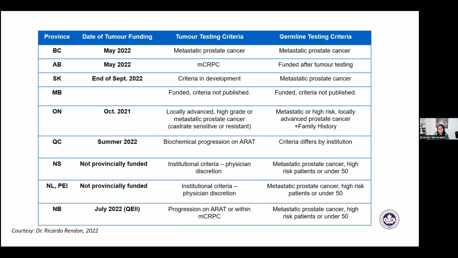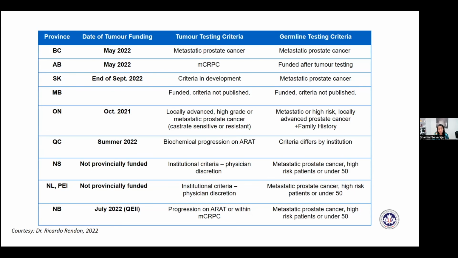And as I mentioned, the criteria for whether a patient is eligible for germline or tumor testing varies across Canada. So in places like Ontario and BC, well, Ontario, it's very broad. As long as you have locally advanced prostate cancer, you're eligible for tumor testing. In BC, it's a bit more stringent. Only metastatic prostate cancer patients have their tumor tested. For germline, in BC, it's metastatic prostate cancer patients who can have germline testing. Ontario, it's a bit broader.